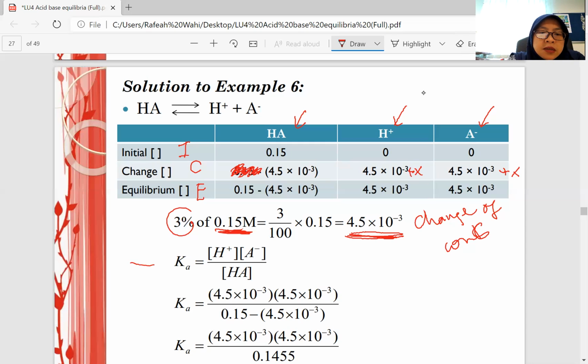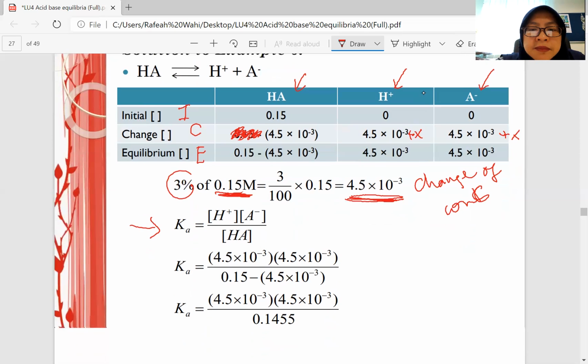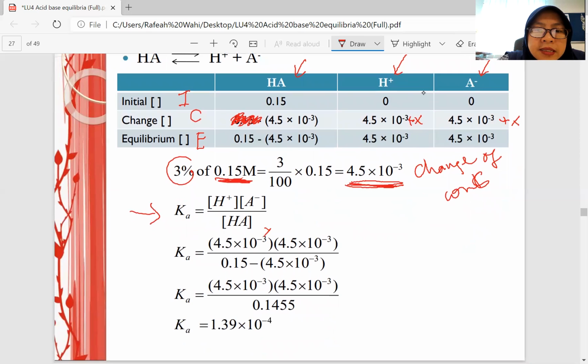Going back to the basic equation for Ka, Ka equals the concentration of H plus ion times the concentration of conjugate base divided by the concentration of initial acid. So we know that here is X. You substitute all the values into the equation. X is 4.5 times 10 to the power negative 3.